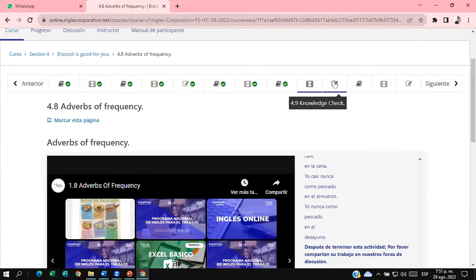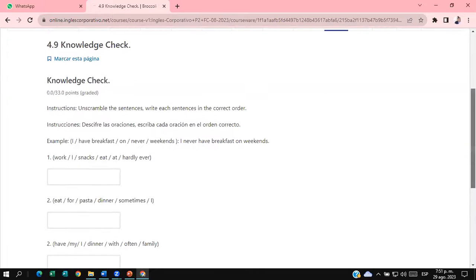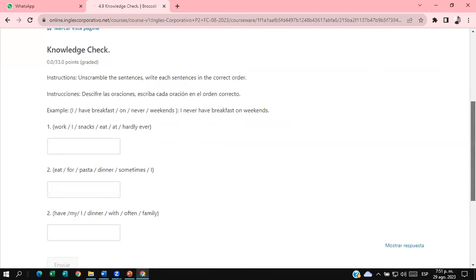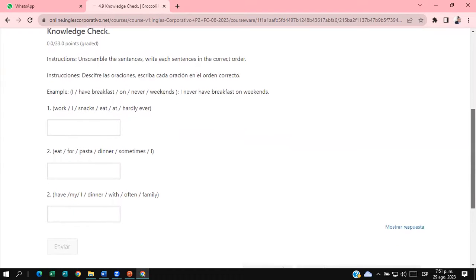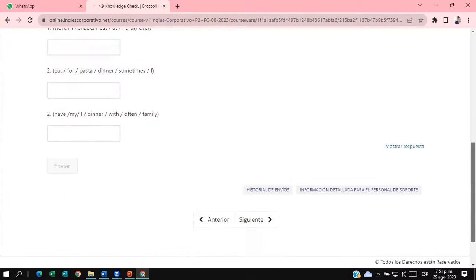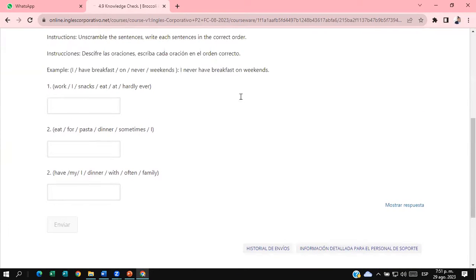Okay. Thank you. Those were the adverbs of frequency. And it says, instructions, unscramble the sentences, write each sentence in the correct order. Okay, we have 3 sentences. Who wants to try the first one? You can use your notebook to write it down. And once you have the right sentence, let me know.